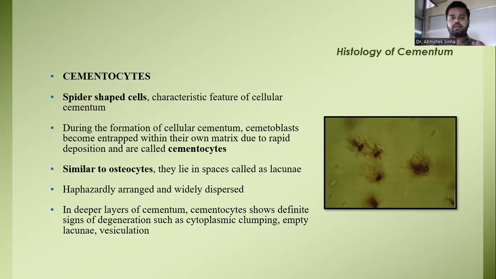When they get trapped in their own matrix due to rapid deposition, only then do you call them cementocytes. So cementocytes as such are not something different. They are part of the cementoblast only. They are formed only when they get trapped. Similar to osteocytes: when the osteoblasts are leading to bone formation and they get trapped in their own matrix, it is called an osteocyte. Usually these cementocytes are haphazardly arranged, obviously, because equal deposition is not happening everywhere. In deeper layers of cementum, cementocytes show definite signs of degeneration like cytoplasmic clumping, empty lacunae, and vesiculation.